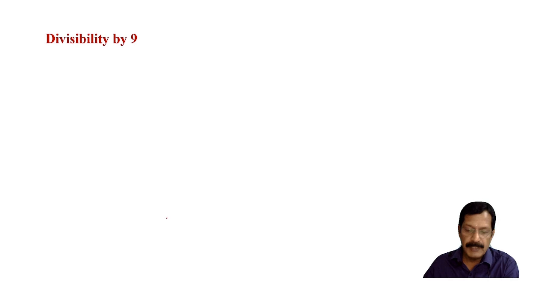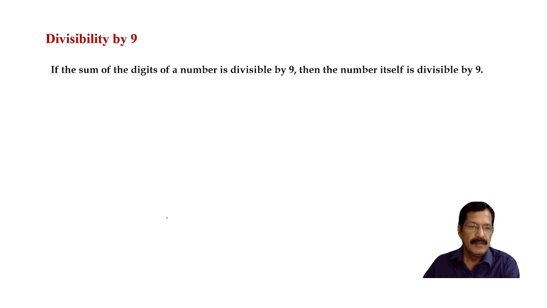Next is divisibility by 9. If the sum of the digits of a number is divisible by 9, then the number itself is divisible by 9. So, this is just like the divisibility test of 3. Now, let's have an example.